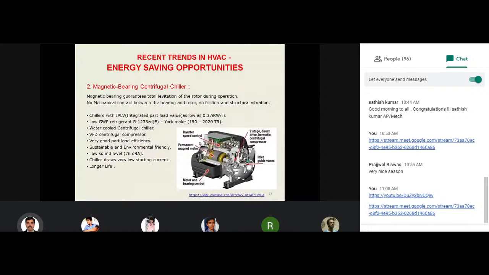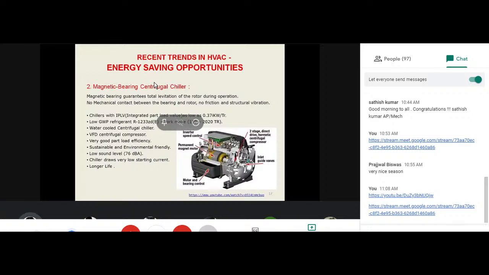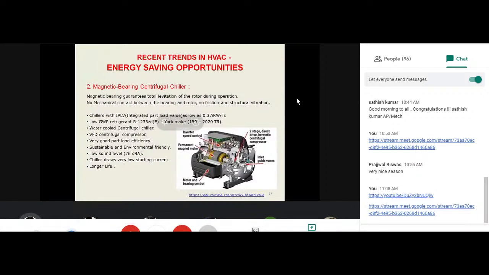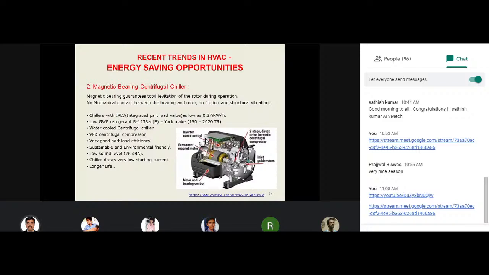In these chillers, we can get a better part load value. That is 0.37 IKW per TR, that is input kilowatt. We call efficiency output by input. In the same way, COP we used to say, what is the outcome and input. The input energy is your electrical energy, and we are getting output as the refrigeration cooling effect. So here 0.37 is very low, and even less than that we are getting, and it is recorded as a 0.37 IPLV, integrated part load value.